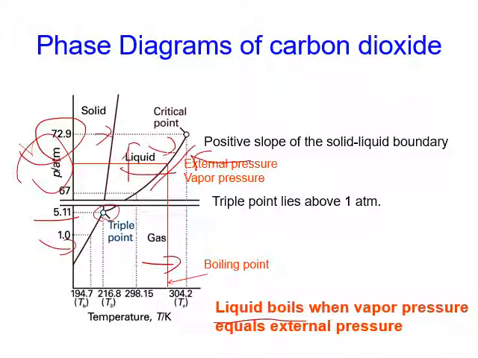All right, so another way to look at this phase diagram is that this is external pressure. Instead of vapor pressure, it's the external pressure, and then this temperature will be the boiling point, because this is when the temperature gives you a vapor pressure equal to the external pressure, then it starts to boil. So that's the boiling temperature.